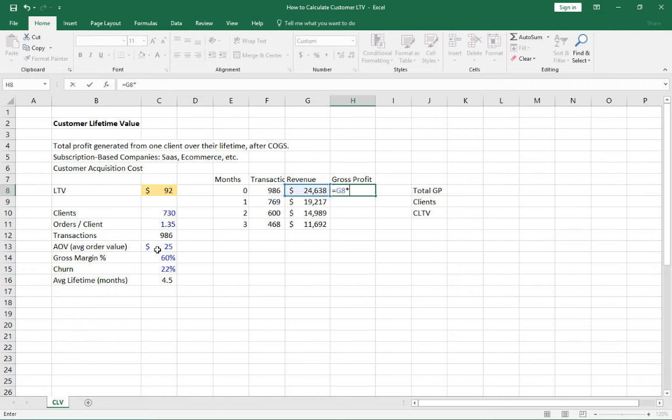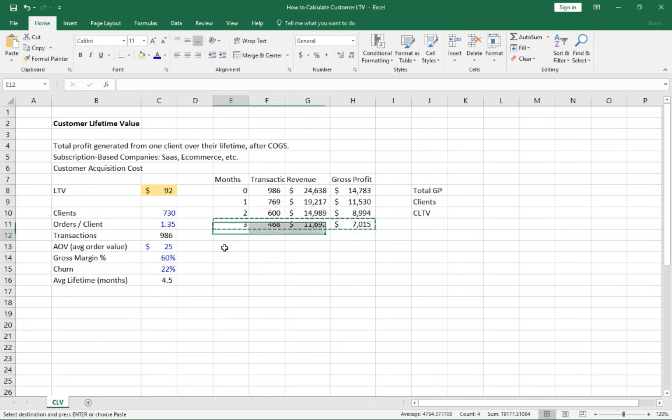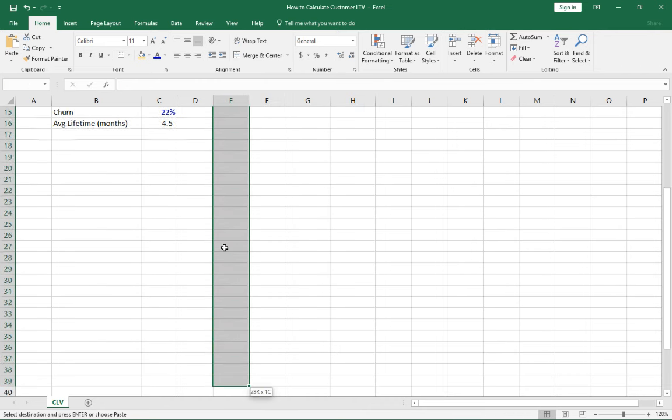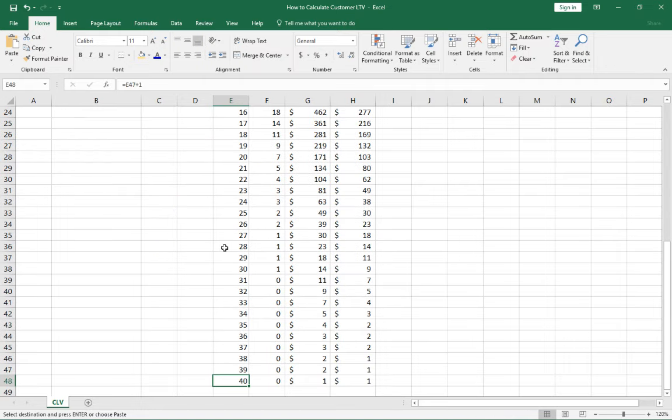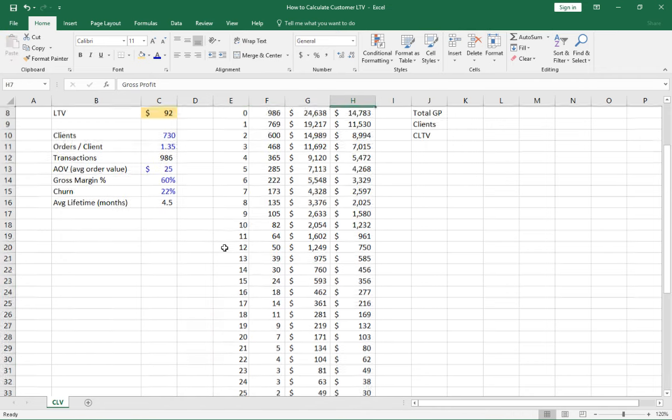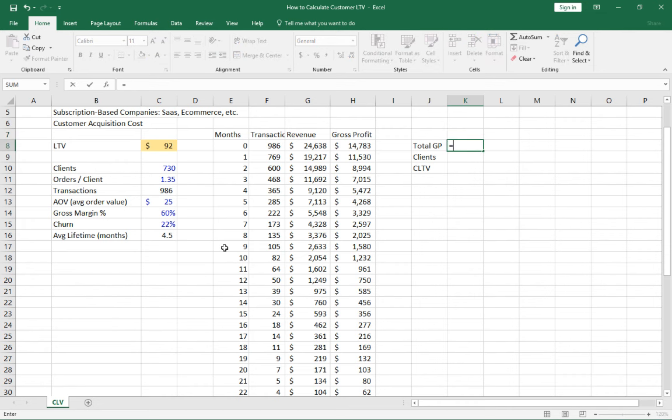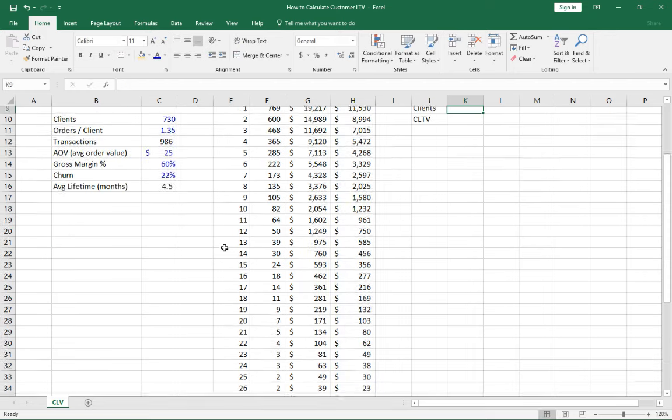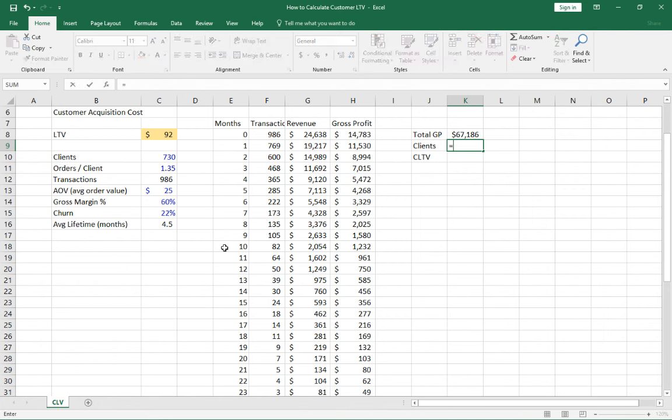So we'd say revenue times, what's our profit margin? 60%, and we do this. And okay, so let's just copy this whole thing down so we can see at what point all these customers are gone. So we go down and basically they don't really make it past, let's say 3 years. By 3 years, you're basically down to zero. So our total gross profit from this group of customers, in fact, we would call this a cohort of customers, is $67,000. The clients, we had 730 clients.